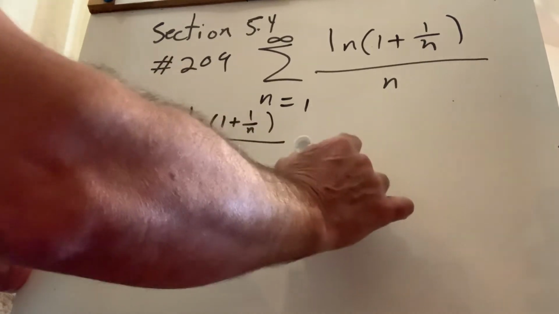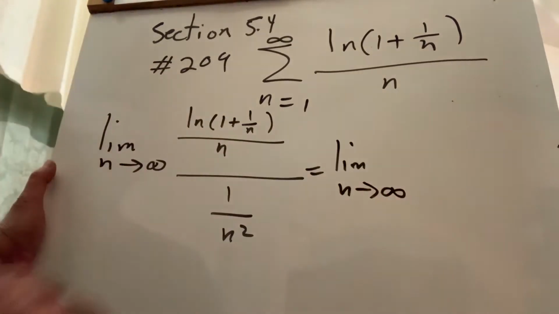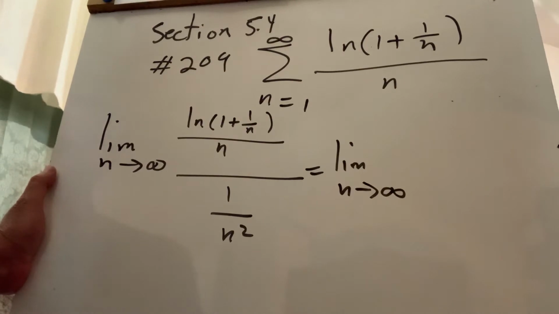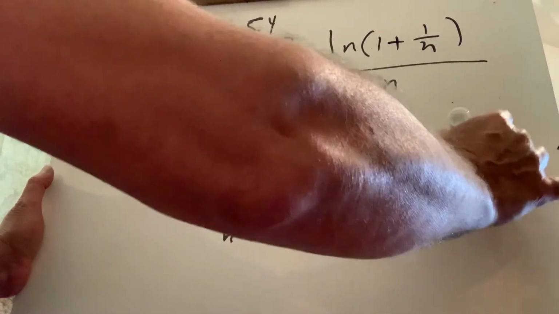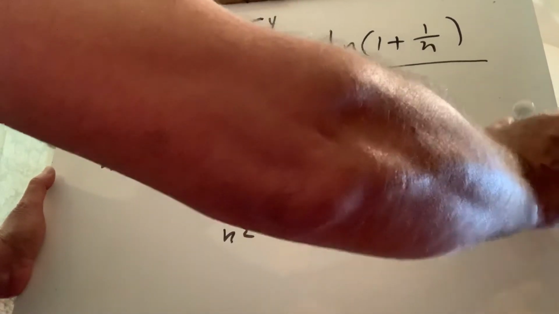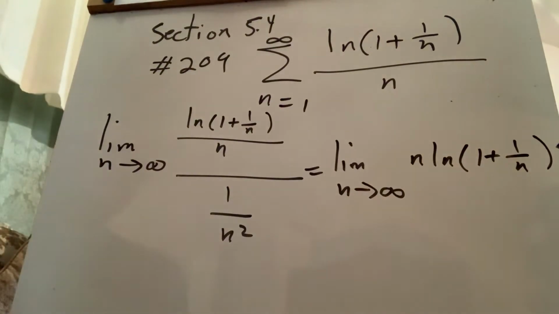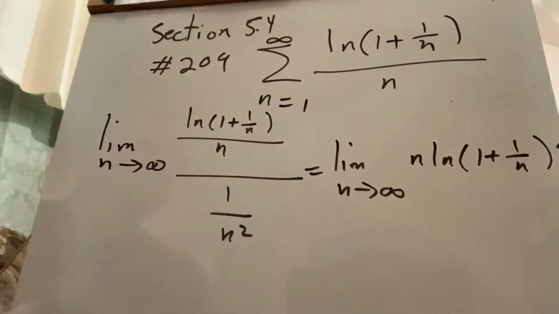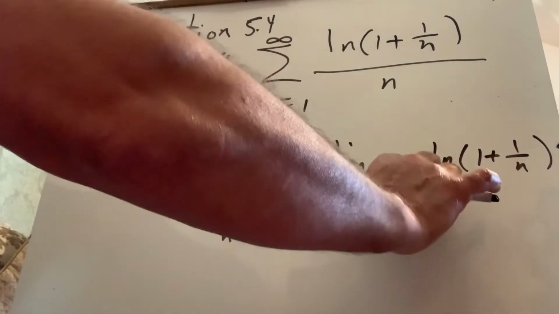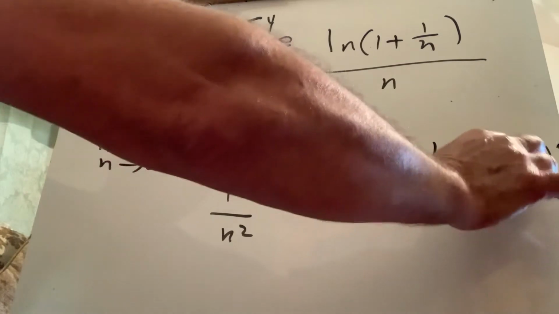So as you do your little algebra here and clean this up, this becomes the limit as n goes to infinity. As you reciprocate the bottom times the top, you should end up with n times ln of 1 plus 1 over n. Okay? So obviously we can't apply L'Hopital now, because this is 0 times infinity, as n goes to infinity, since that becomes natural log of 1.